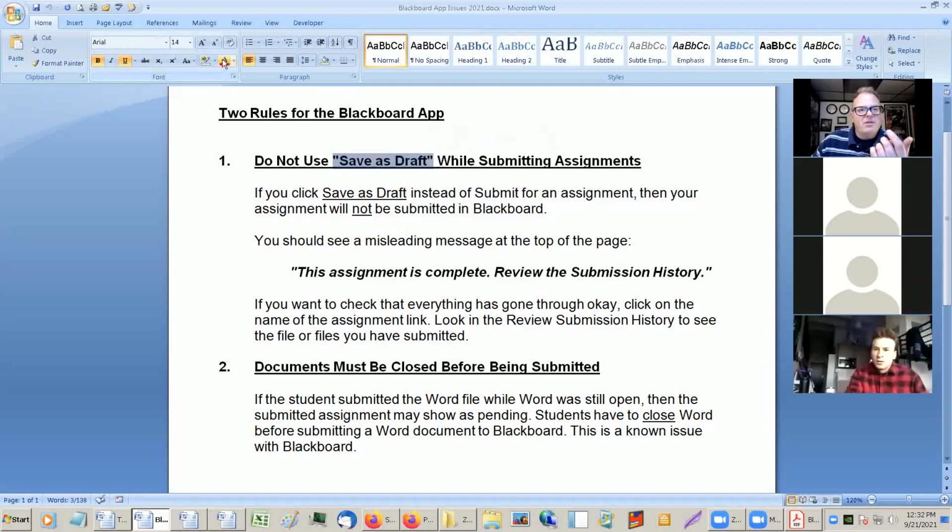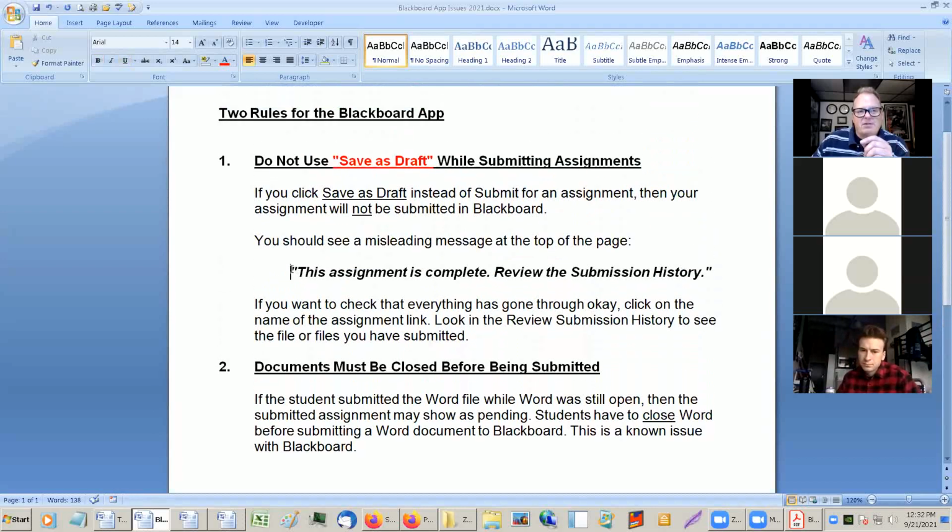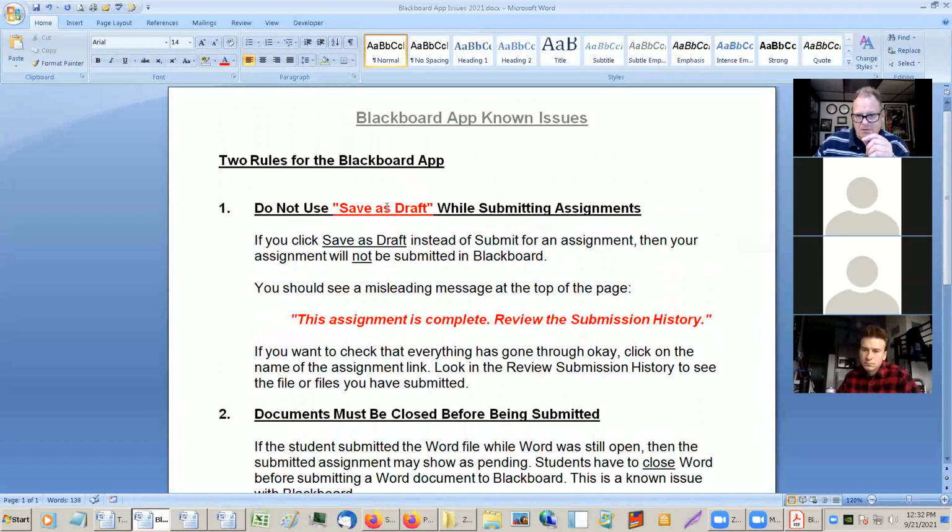Now, there is a confusing thing about this, though. If you say save as draft, you get this message that says assignment is complete. Review submission history. It says the assignment is complete. It does not say that it's submitted. Very confusing. But it's basically there if you're doing a test or something and you want to save it, not submit it. Usually it's for something working in Blackboard, like a Blackboard-based exam.